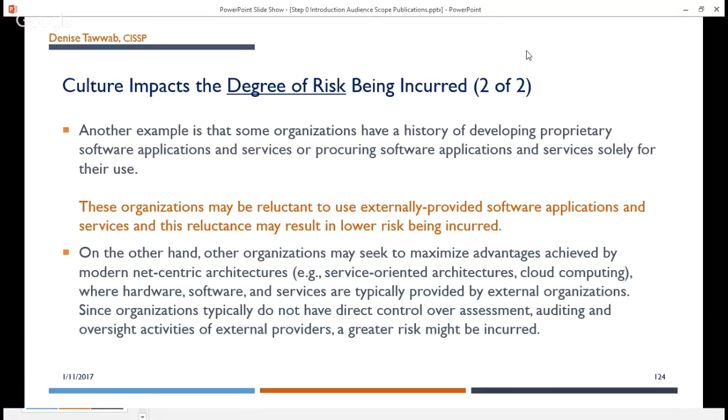On the other hand, organizations may seek to maximize advantages achieved by modern net-centric architectures, where hardware, software, and services are typically provided by external organizations. Since your organization will not have direct control over assessment, auditing, and oversight activities of external providers, then you incur greater risk. But again, all of that is cultural.